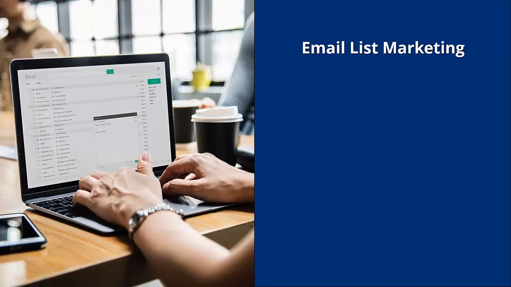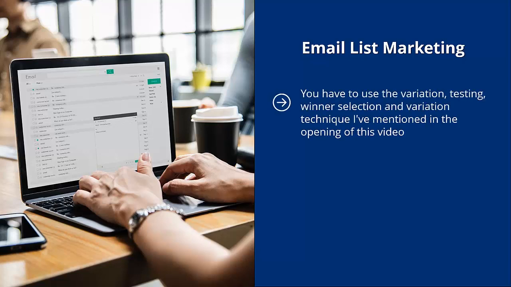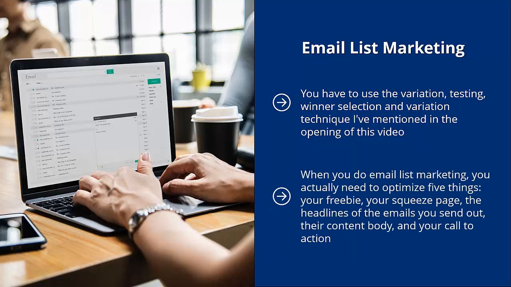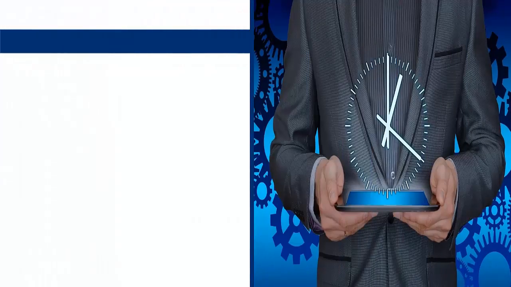Email list marketing. You have to use the variation, testing, winner selection, and variation technique I've mentioned in the opening of this video. You're going to have to use this across the board. When you do email list marketing, you actually need to optimize 5 things: your freebie, your squeeze page, the headlines of the emails you send out, their content body, and your call to action. You might also want to optimize the offers you promote in your emails.